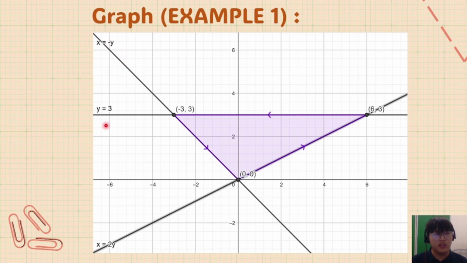First of all, we need to find these three lines. By using the general equation of the line, y equals mx plus c, we can find that this line is y equals negative x. By converting the subject from y to x, it will become x equals minus y. Here it will be x equals 2y. These three equations are needed for the integration later.